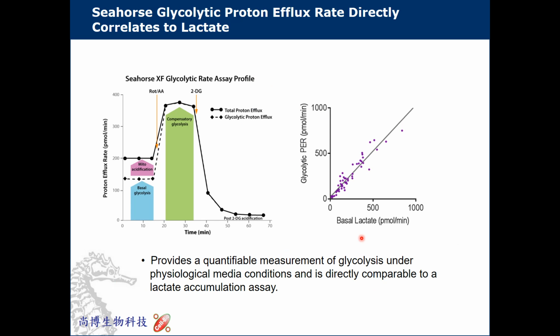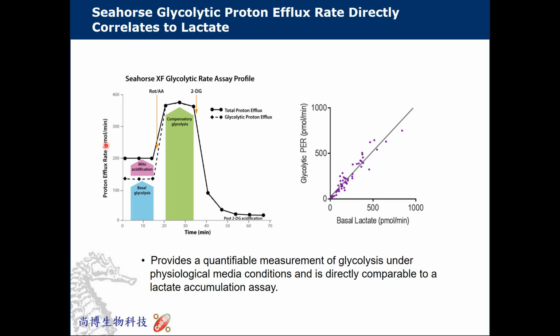Also, if you are interested, you can go to the Agilent website and download a white paper about this glycolytic rate assay. With this glycolytic rate assay, the unit is no longer ECAR, it is the proton efflux rate, because we can calculate the correct proton efflux rate since with this medium we know the buffer capacity.